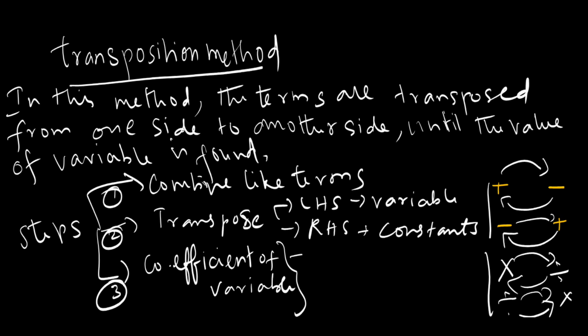Okay, third step. Now the equation will be in a very simple form. You have to transpose the coefficient of the variable alone. The coefficient of the variable will be a number. Keep the variable on the left hand side. Bring the coefficient of the variable to the other side. When you are transposing like that, the multiplication sign will become division and division will become multiplication.